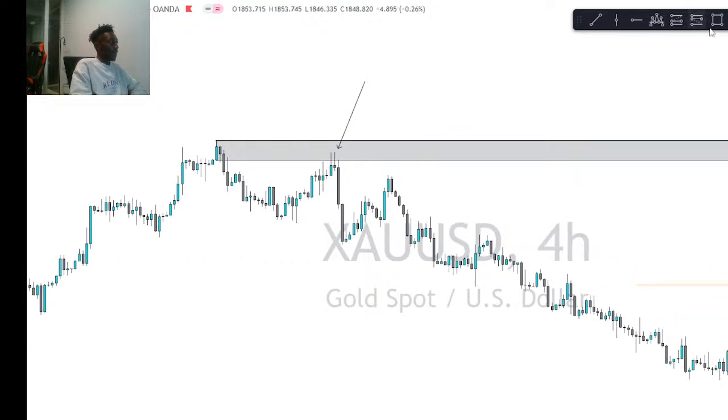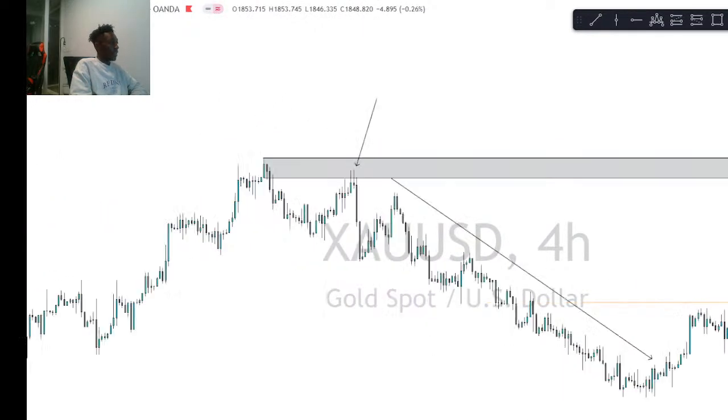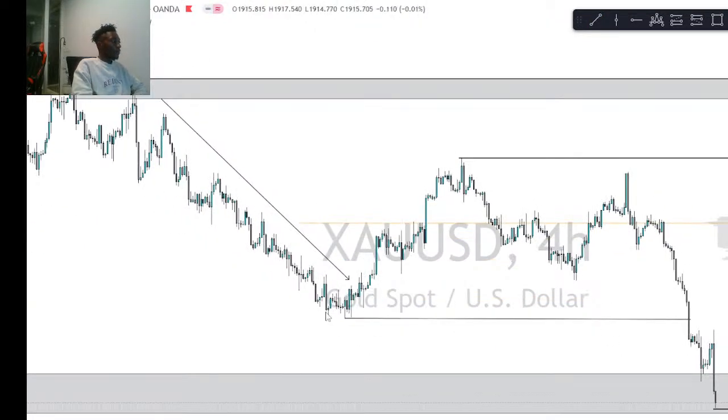From there, the market shot heavy to the downside. After the market shot to the downside, it gave us a low here. You understand? It gave us a low there. And then after the market gave us that low, the market started pushing to the upside.